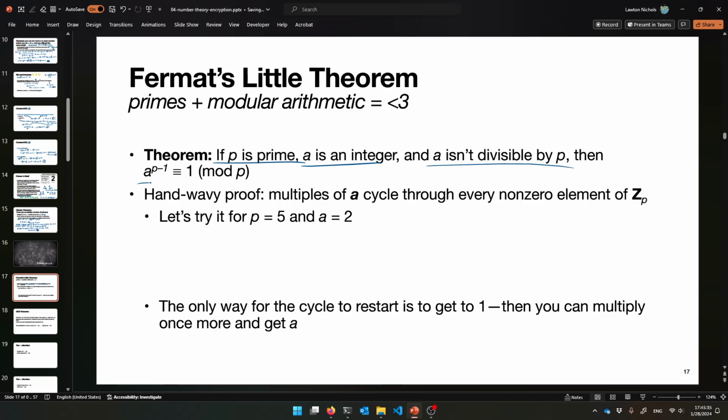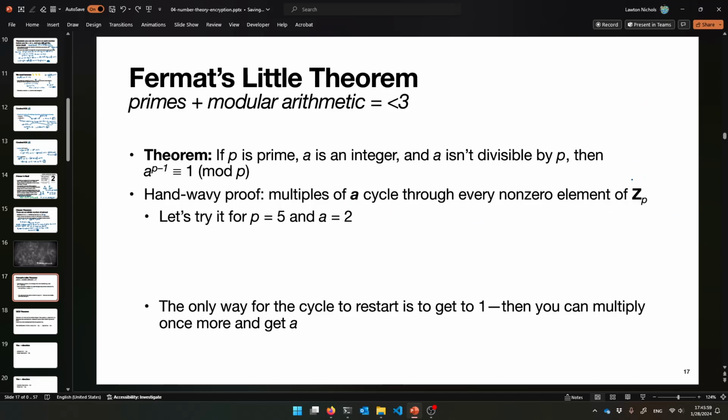That number a to the power of p minus 1 is equal to 1 when you're working in mod p land. You're always doing mod p by this, where p is a prime number. Okay, so that's kind of cool. So here is the hand-wavy proof of that. The idea is that multiples of a are going to cycle through every non-zero element of Z_p. And what is Z_p?